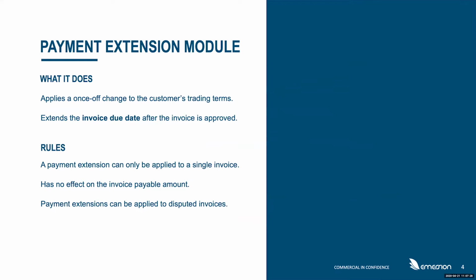Now this module is relatively simple in its function, but quite powerful in its use. It allows the application of a once-off change to a customer's trading terms on a particular invoice. It only extends, however, one invoice at a time. A payment extension can be applied to the one invoice. It has no effect on the payable amount or adjustments to any of the financial transactions on that invoice. They can also be applied to disputed invoices. So approved and disputed invoices.